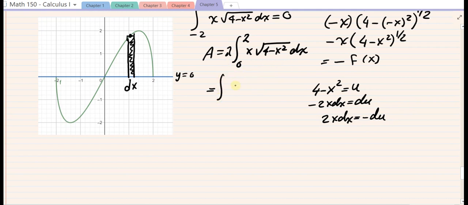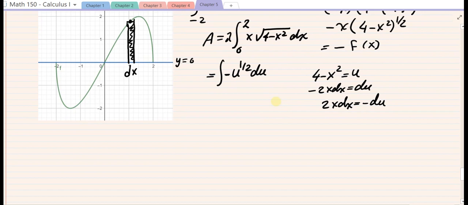That's going to be the integral of u to a half du, and then negative, of course. And remember, anytime you change the variable of integration from x to u, we need to change the limits of integration. So when x was 0, u will be 4, and when x is 2, u would be 4 minus 2 squared, 0. So the limits of integration used to be x from 0, now is 4. X was 2 upper limit, now it's u equals 0.